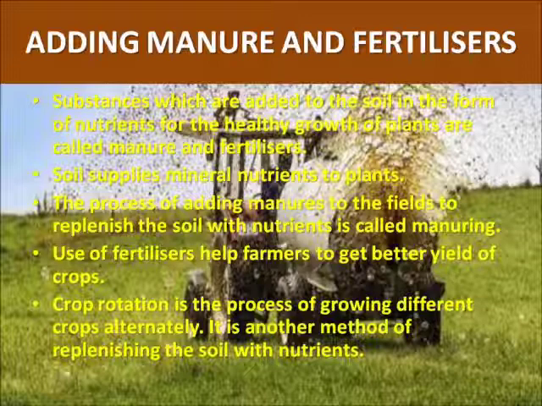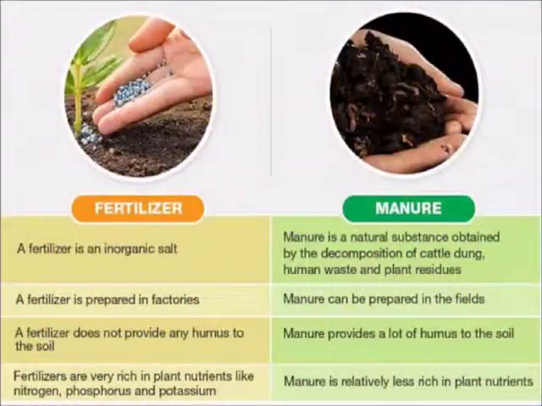Another method of replenishing the soil with nutrients is through crop rotation. This can be done by growing different crops alternately: one crop in one season and another crop in another season.